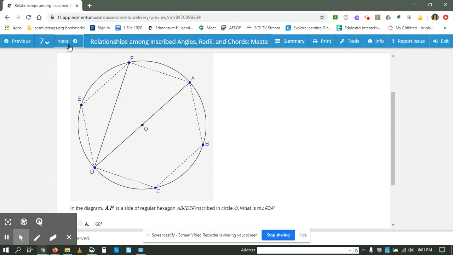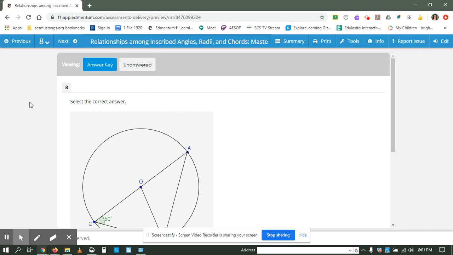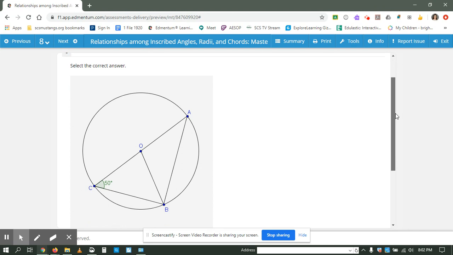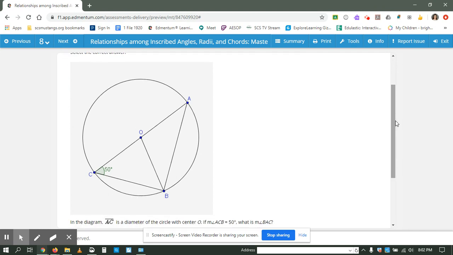Looking at the next one. This one is another one that I like. So looking at this one, they tell us that in the diagram AC is a diameter of a circle with the center at O, and the measure of ACB, so I'm going to outline this stuff, so ACB, that whole thing right there is 50 degrees. What is the measure of BAC?